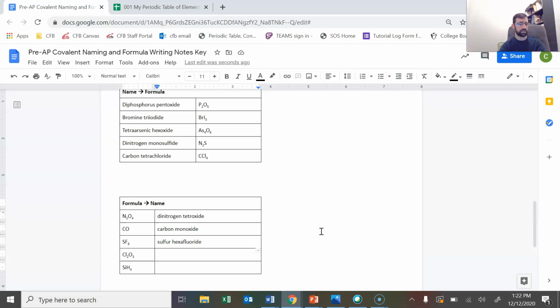All right, the next one is Cl2O3. I've got 2 chlorines, so that's going to be dichlorine. And then 3 oxygens, that's trioxide.